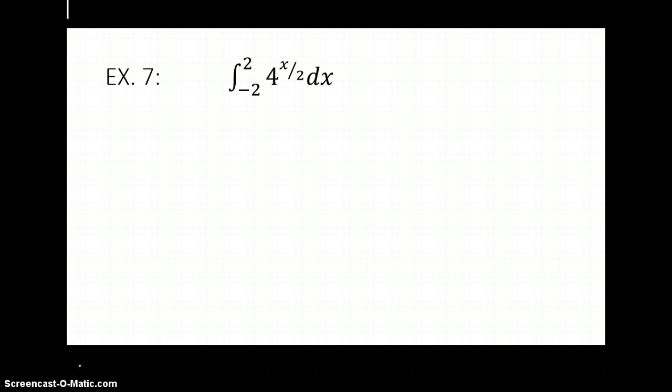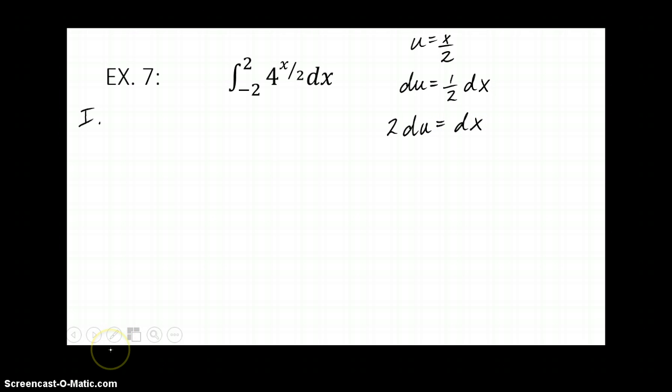Alright, let's look at a definite integral. u would be x over 2, which is my exponent, which makes du 1/2 dx. So 2 du is what I'm going to replace dx with. I'm going to do it two ways. The first way, you'll see. From -2 to 2, 4 to the u, dx gets replaced with 2 du. Make sure you're not multiplying that 4 and 2. The 2 comes out front.